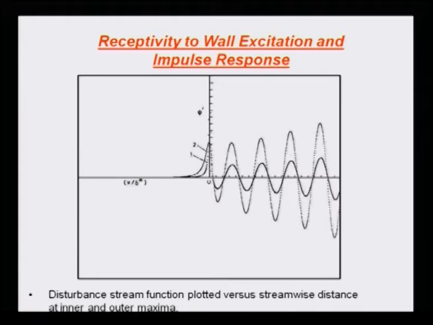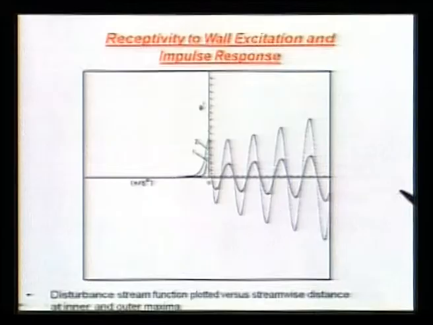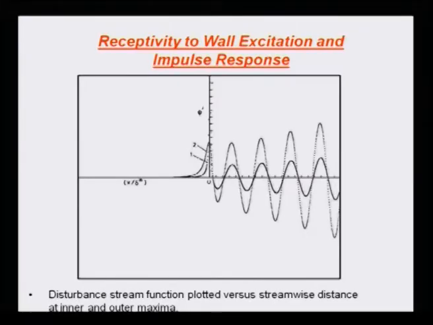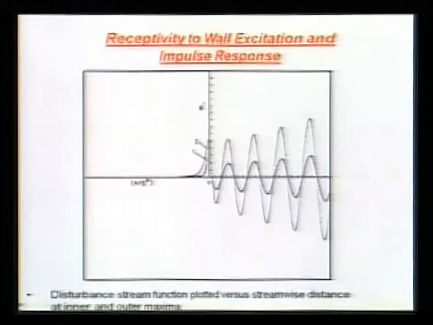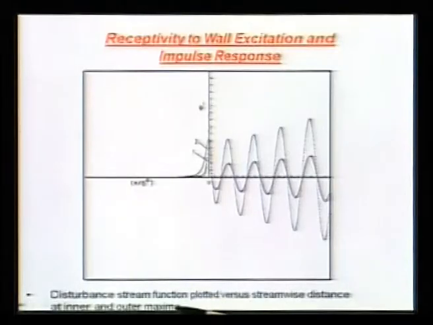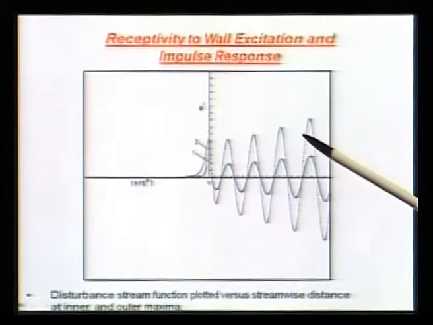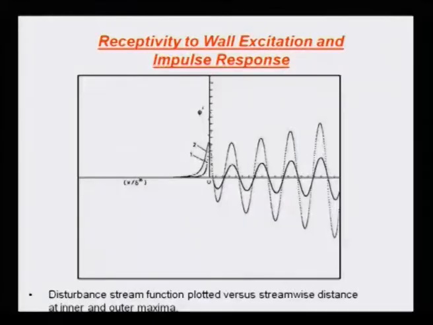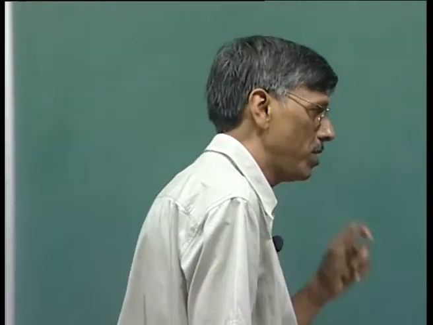So this is what we are doing, and we saw that the disturbances are stronger near the wall, and as you go away they decay. The one solid line is for the outer point, which we call the outer maximum, and the dotted line represents the inner maximum of the boundary layer. So this is what we obtained.